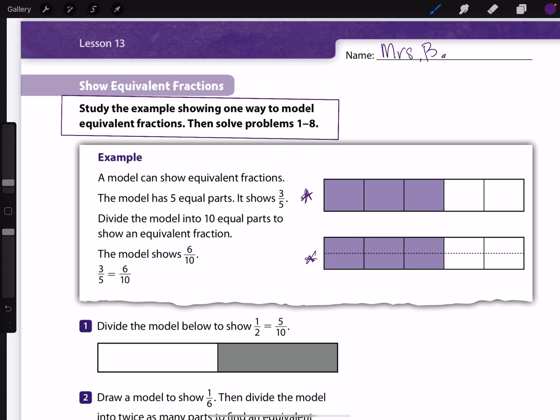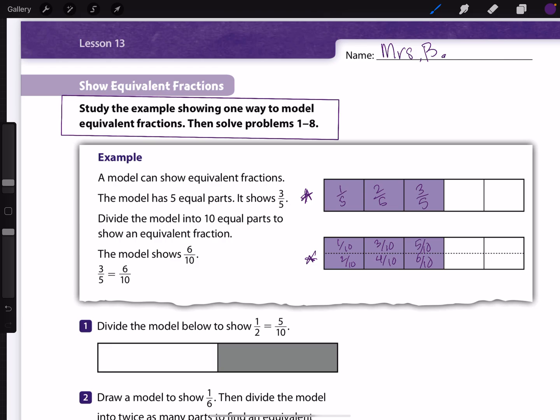So when it's equivalent, that means those things are in place. The shaded part does not change, neither does the whole. You have to be comparing the same whole. So this is the 1/5, 2/5, 3/5. And this is 1/10, 2/10, 3/10, 4/10, 5/10, 6/10. And all they did is draw that line in the middle.